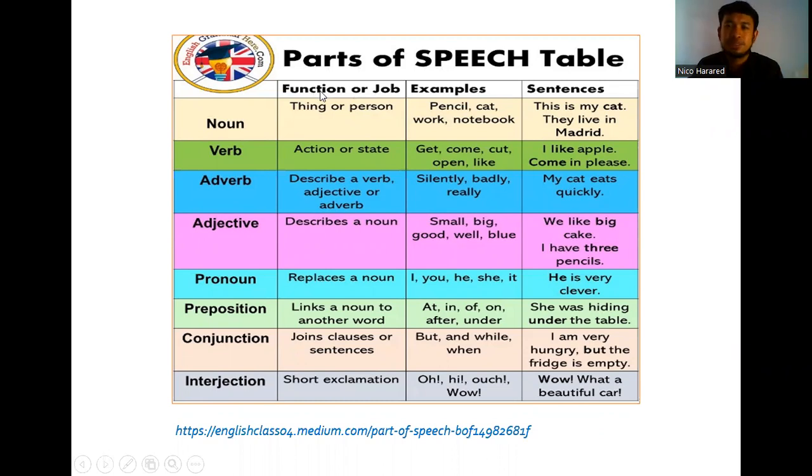And what's the function? What's the definition? And what's the example? Take a look at the sentences. You could find out in this kind of table. A noun is a kind of thing or person or name, something you can touch, something you can feel. And then verb, adverb, and so on. I would like to elaborate one by one.